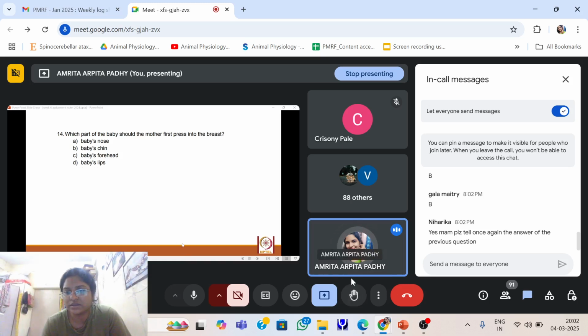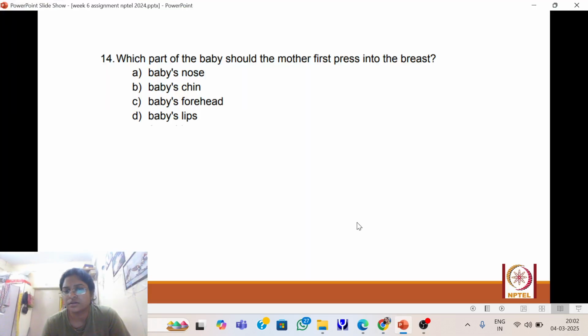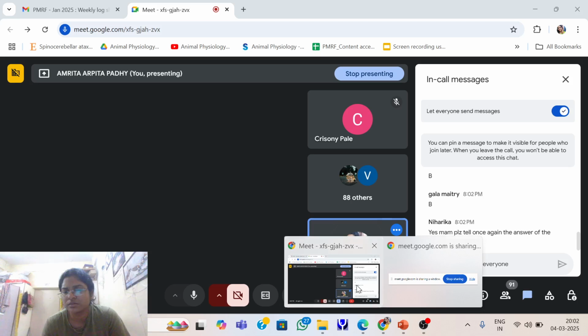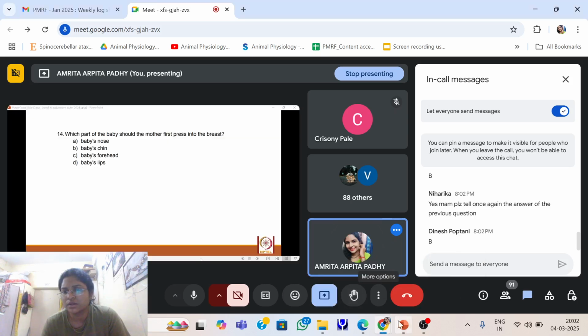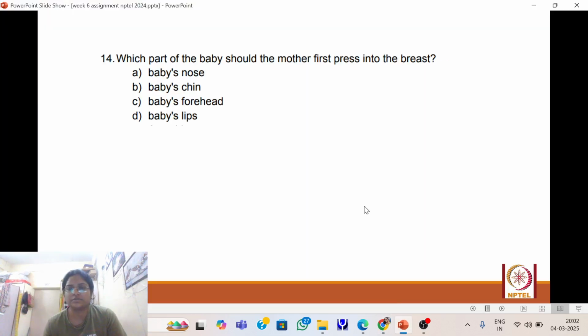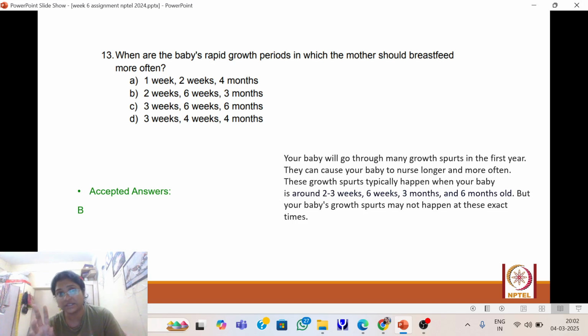Okay, let's see. Previous question, let me show once more. It is B. Sorry, 2 weeks, 6 weeks, and 3 months. It is 2 weeks, 6 weeks, and 3 months where the baby's rapid growth periods are there, and at that time the mother should breastfeed them more often. Okay, here the explanation is written as well. I hope it is clear.